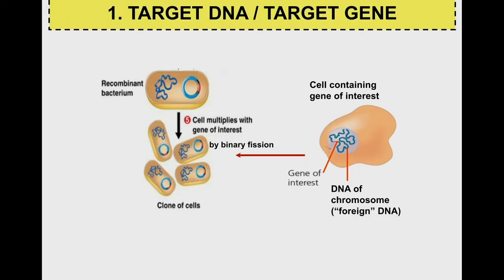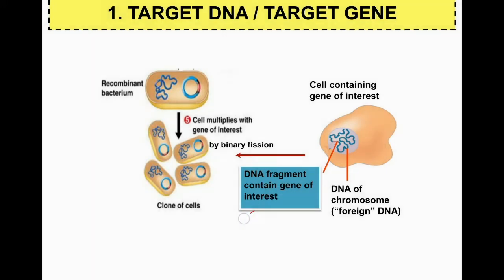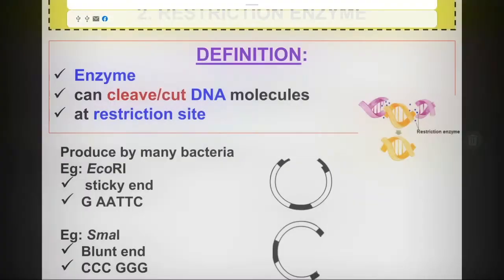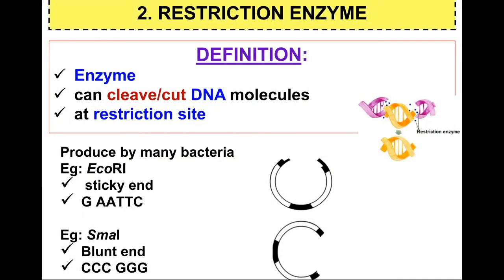What is target DNA or target gene? Target gene can be defined as DNA fragment containing gene of interest to be cloned. The second tool is restriction enzyme. Restriction enzyme can be defined as an enzyme that can cleave or cut DNA molecules at restriction sites. There are many bacteria that can produce the restriction enzyme. Example of restriction enzyme is EcoR1.